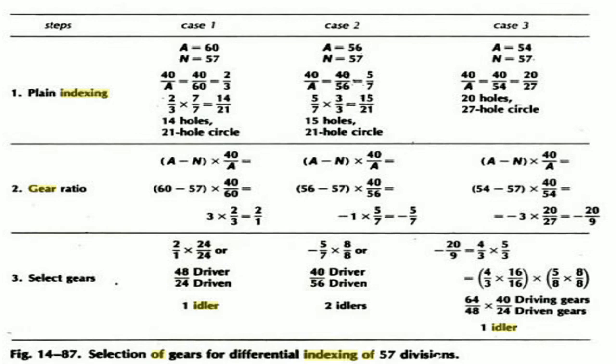So this is the selection of gears for differential indexing of 57 divisions. I hope you understand this, and this is the table and this is the solving process of the problem.